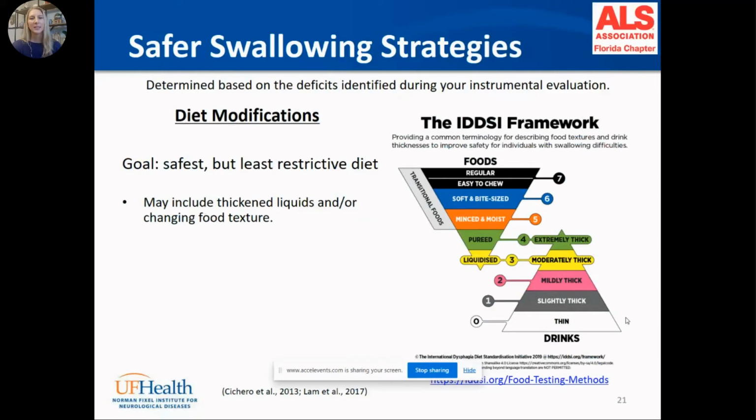These may include thickened liquids or changing the texture of food. On the right, this is the International Dysphagia Diet Standardization Initiative, or IDDSI framework. This is commonly what some speech language pathologists will use to classify where someone is in their food and drink thickness or consistency.